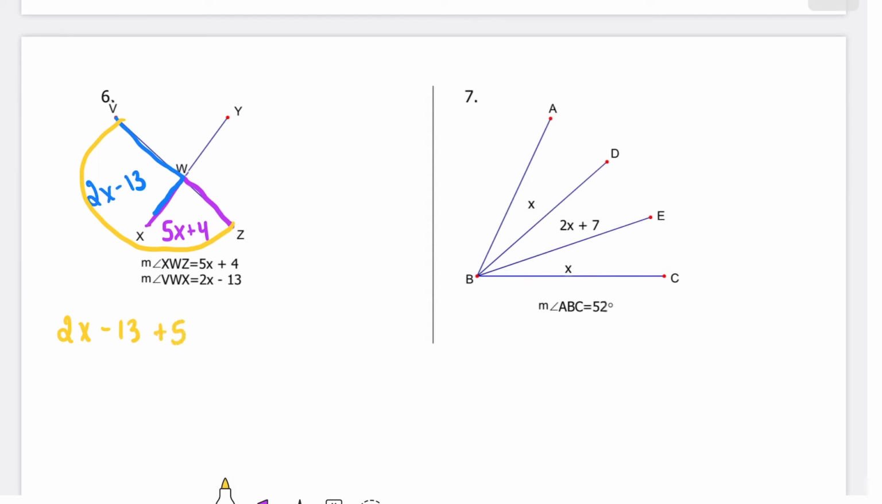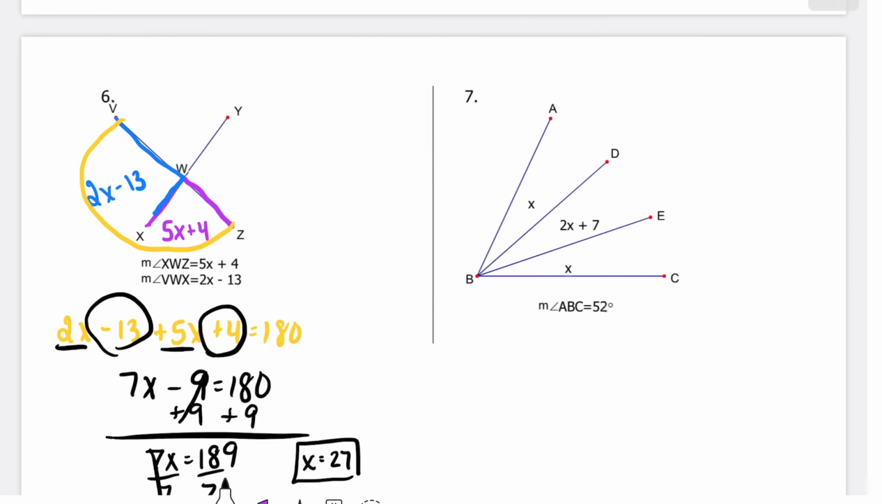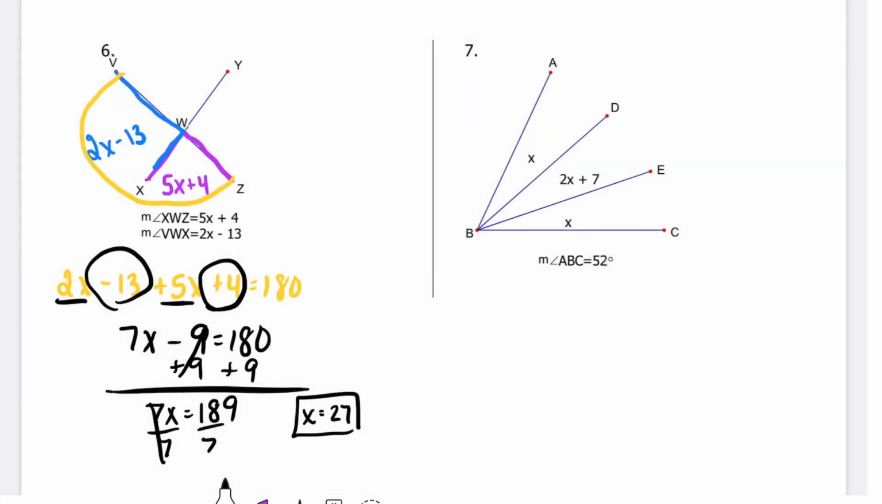So I'm going to add them together, and set them equal to 180. And solve. So I want you to pause this, solve this equation, and then unpause when you're done to check your answer. And you should get x equals 27 for that one.